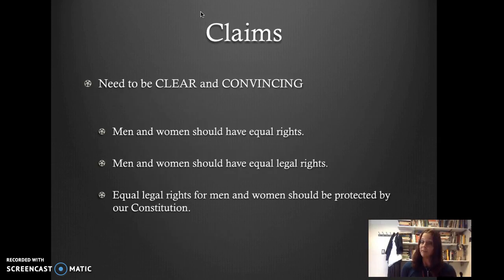So your claims have to be clear and convincing. Why you think Williamson is maybe more effective in some ways than Coates, or why Coates is more effective than Williamson in other ways. And it needs to have some detail. So there are three examples here that add more detail so that it is very clear. So men and women should have equal rights.